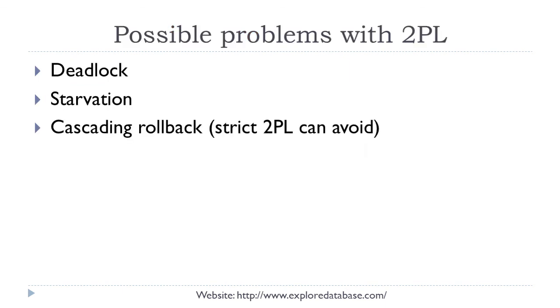There are a few problems with 2PL. They are deadlock, starvation, and cascading rollback. Deadlock is a case when transactions are in a cyclic wait for some data items locked by other transactions in the cycle. Starvation is a situation where a transaction keeps on waiting for an exclusive lock on a data item which is being used by several other transactions in read mode. And cascading rollback we have already discussed, but strict 2PL can avoid cascading rollback.